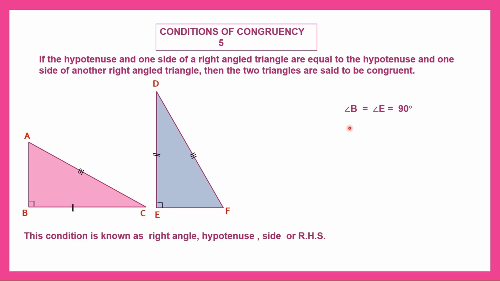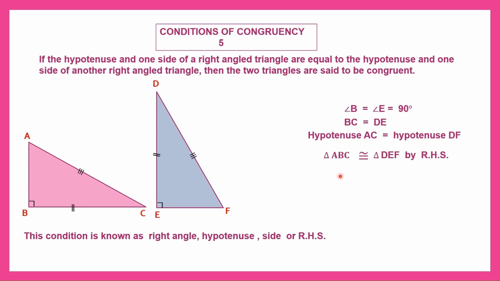So here we have angle B is equal to angle E. You can see that here. Then BC is equal to DE and hypotenuse AC is equal to hypotenuse DF. So we have a right angle triangle. We have one side and we have the hypotenuse, which are all equal to each other. So we say that triangle ABC is congruent to triangle DEF by the condition RHS.